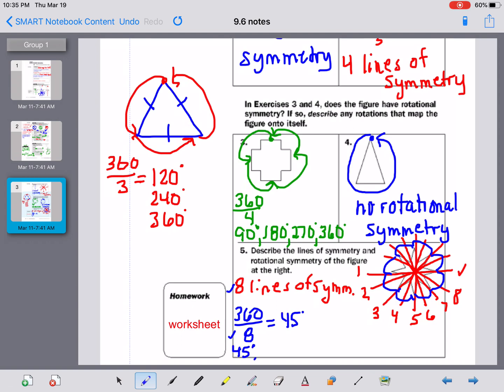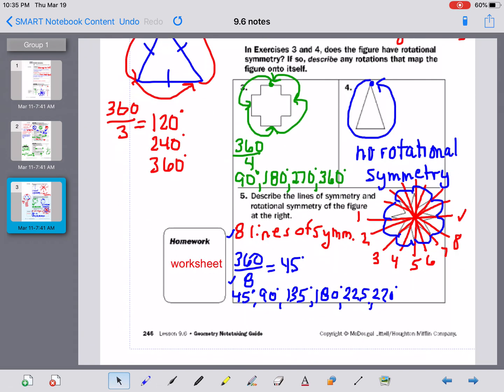45 more than that is 90. 45 more than that is 135. 45 more than that is 180. Plus 45 more is 225. Plus 45 more is 270. Plus, can't read that one. Just give me a minute here. 270. 45 more than that is 315. And 45 more than that is 360. So I have my final list here. So 8 angles there when there's 8 lines of symmetry, or 8 times I can rotate that.